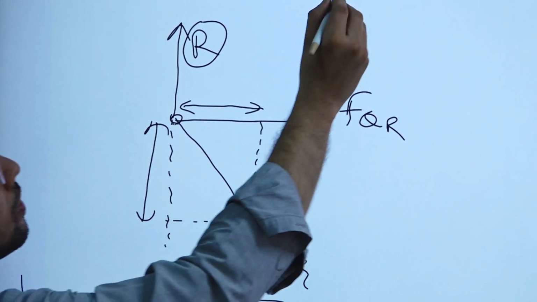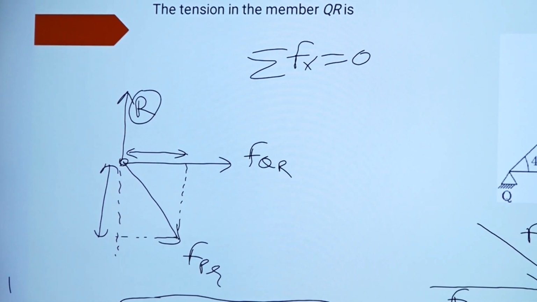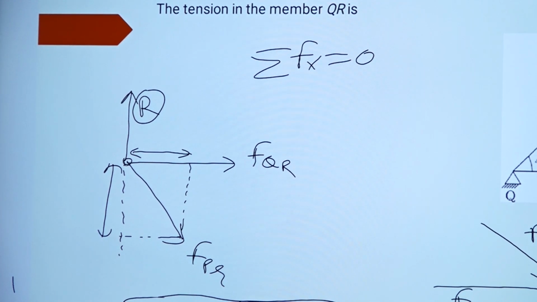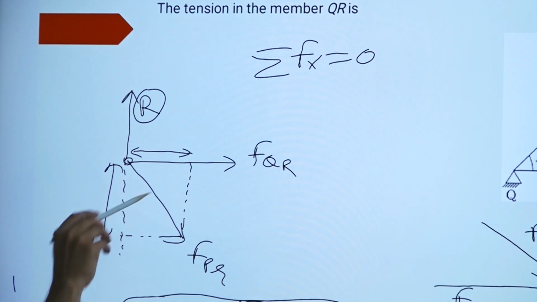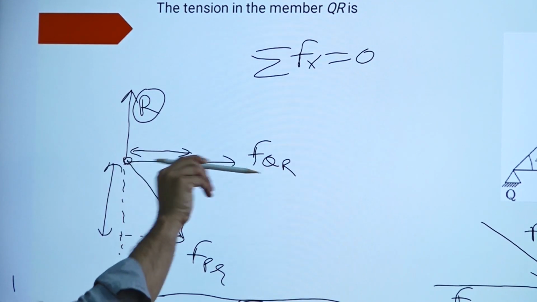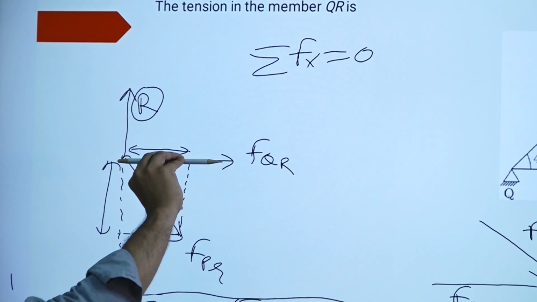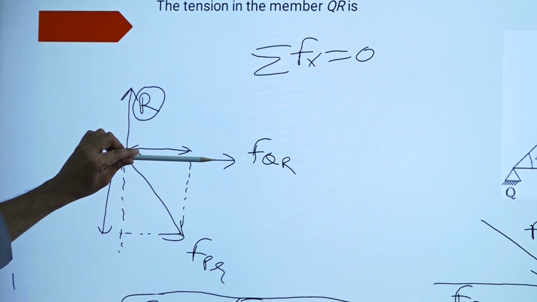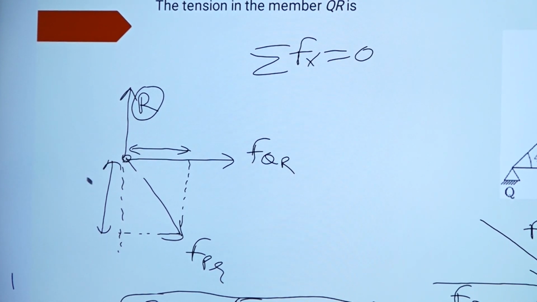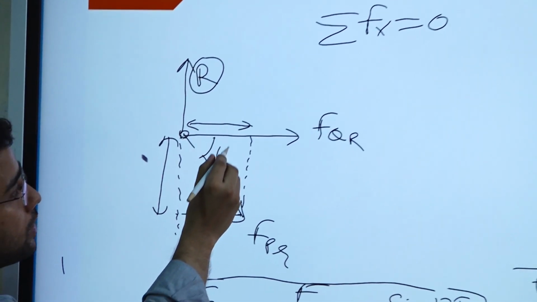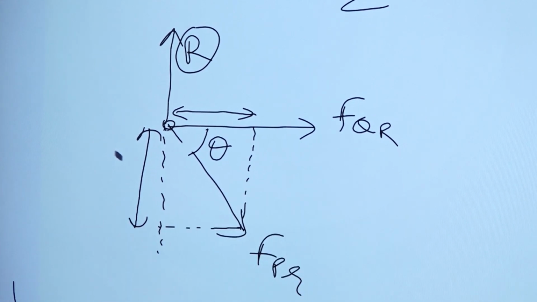So what we are going to do now, sigma Fx is equal to 0 at the point R, right? So this is point R, and at this point R we are going to find out all the forces which are in x direction only, right? So one is FQR, other one is the component of FPR in FQR. So if you want to find out the component, then you need to find out this angle theta, right? And this angle is equal to 30 degrees from the diagram.